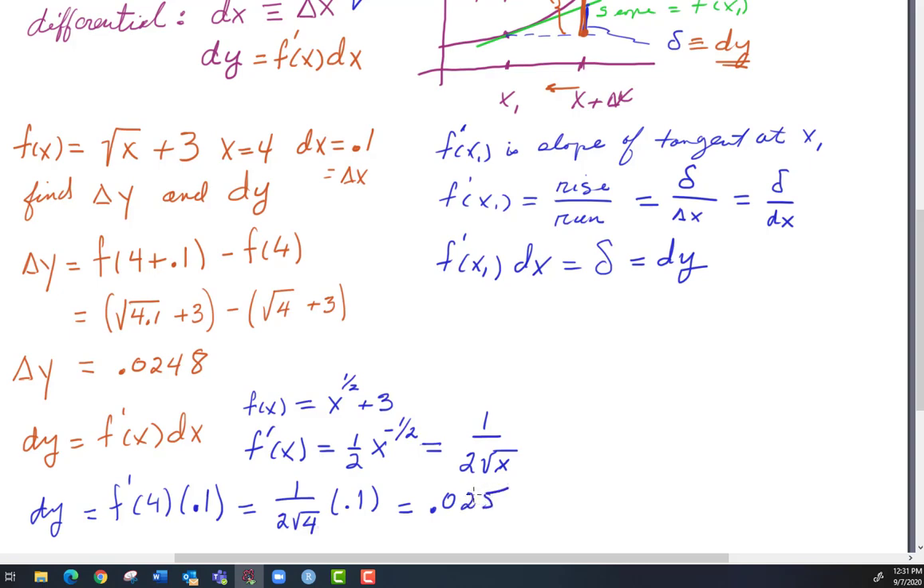This is 1 over 4, or 0.25, multiplied by 0.1, and you get 0.025. So what have we found? We found dy is equal to 0.025, and we found that delta y is equal to 0.0248. Well, they're not identical, and we didn't think they would be, but they're pretty close.